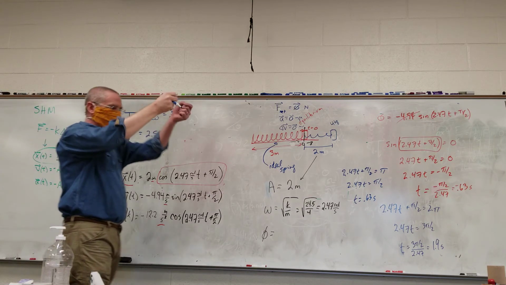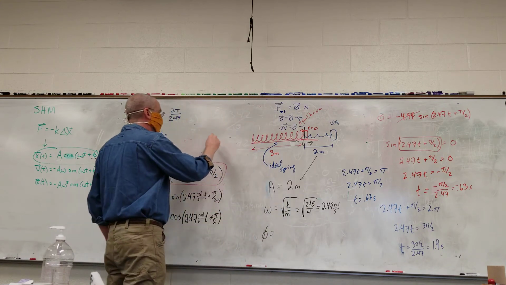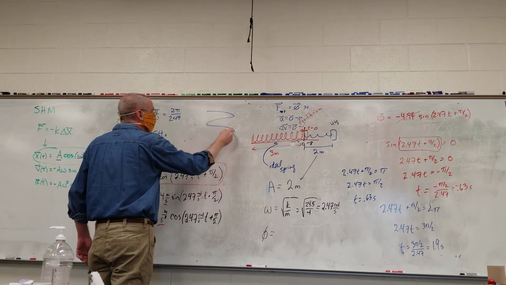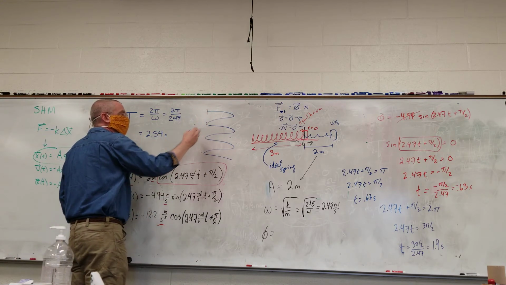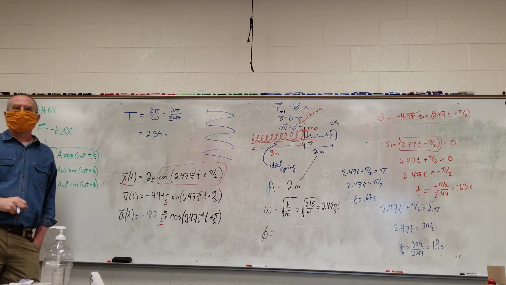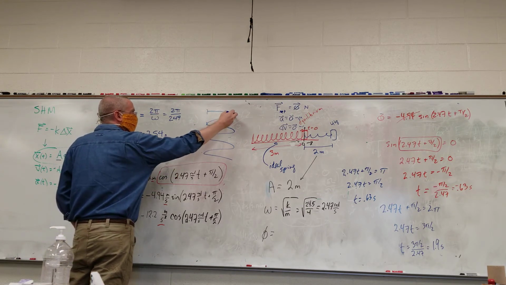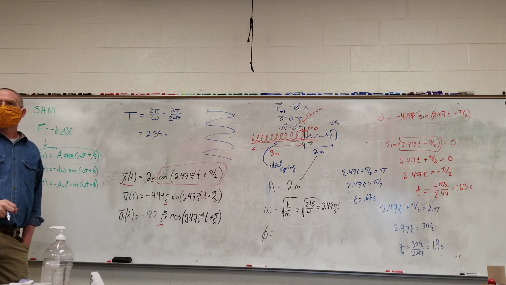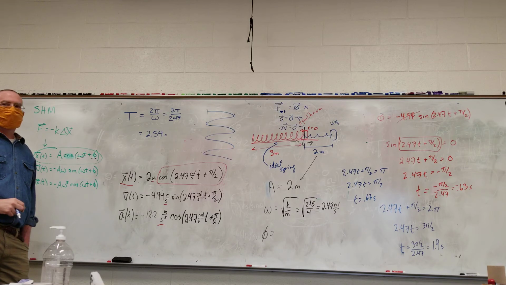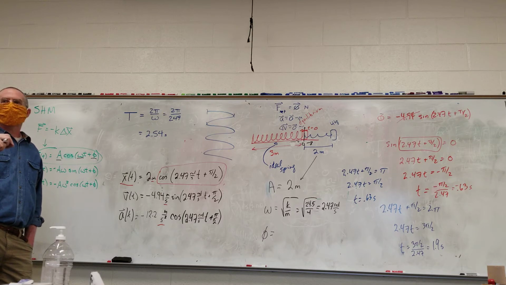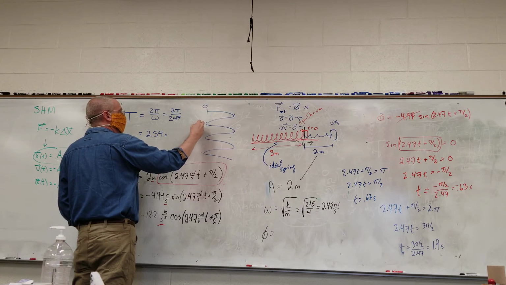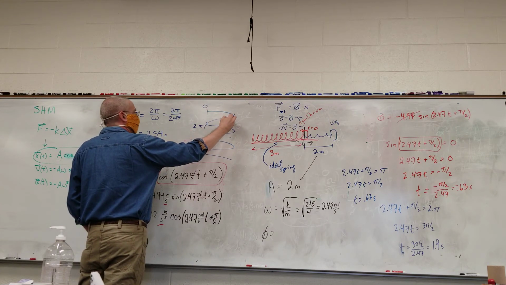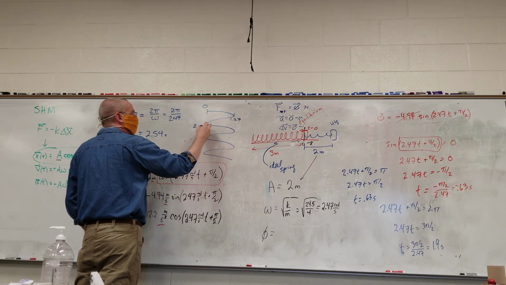So as this thing is oscillating back and forth, think about an object that oscillates back and forth. We'll do it horizontally. The time it takes to get from here to here is the period. How much time does it take to get to the halfway point? So if this is 0, this is 2.54, this is 1.27 seconds.